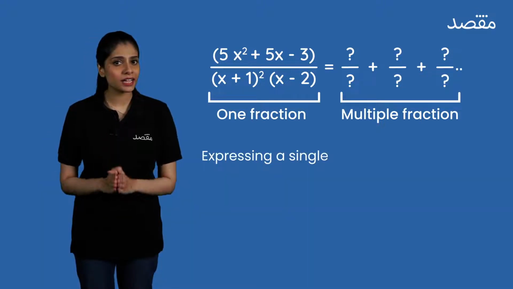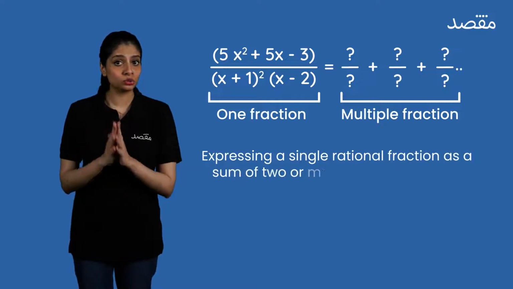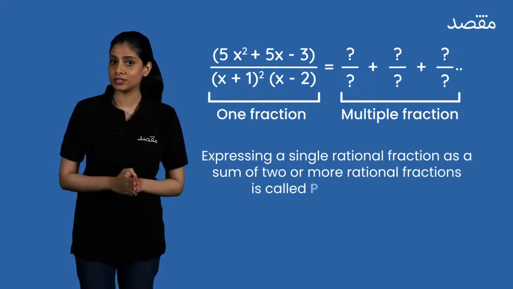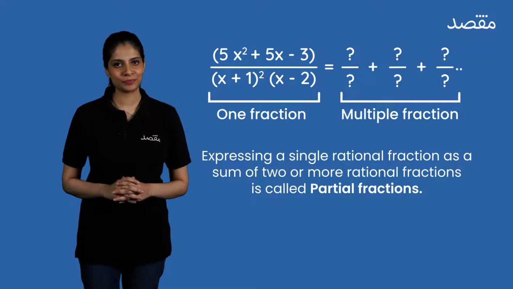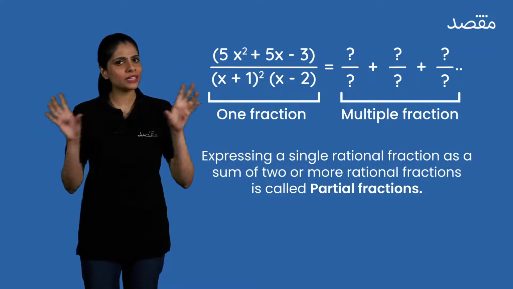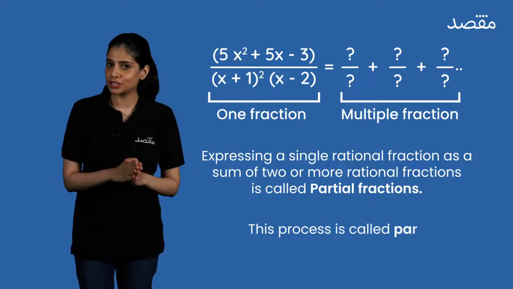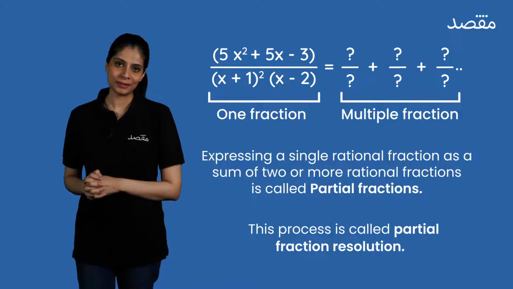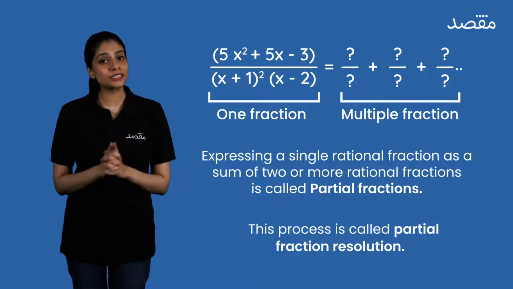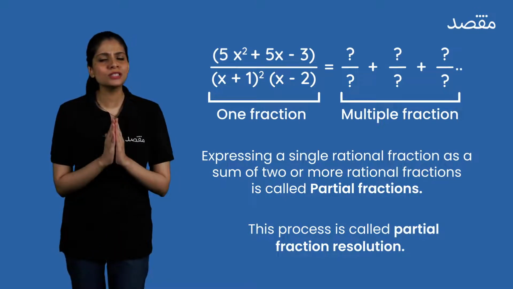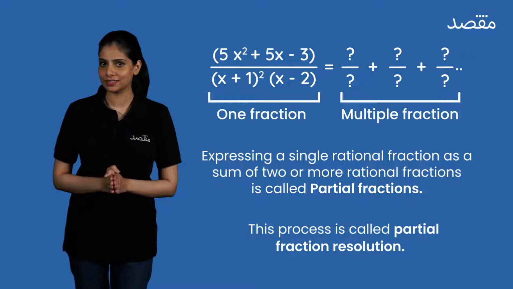Expressing a single rational fraction as a sum of two or more rational fractions is called partial fractions. क्योंकि ये parts हैं जो कि एक rational fraction बनाते हैं. This process is called partial fraction resolution. It's used to simplify rational expressions and it's an extremely useful tool for integral calculus.